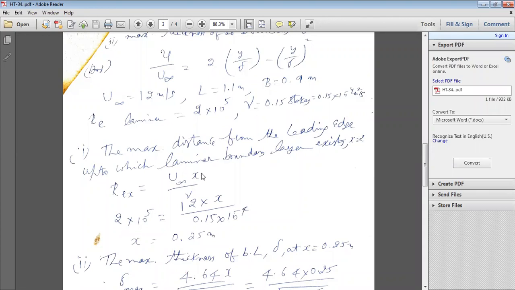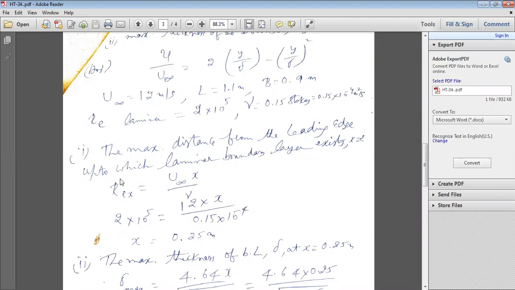Velocity into x divided by mu by rho. But we are replacing mu by rho with kinematic viscosity. That's why Rex, you can also calculate with the formula velocity into x divided by kinematic viscosity nu.